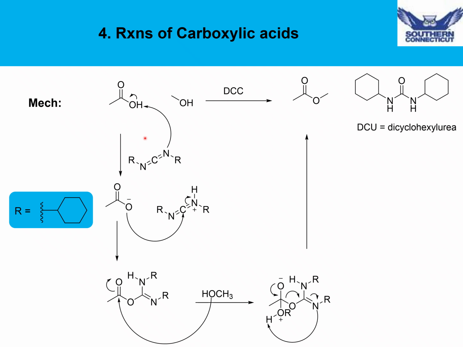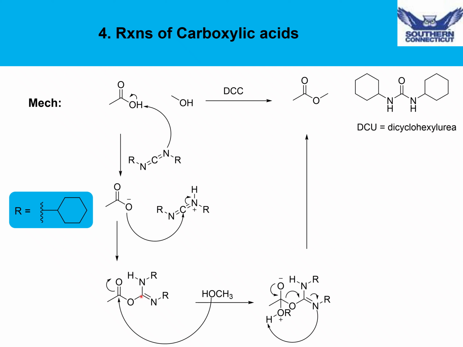The mechanism for this reaction is as follows. So the DCC has a couple of nitrogens which can act as bases. One of those nitrogens will pick up a proton from acetic acid and form the conjugate base, which is the acetate ion. That also gives you a DCC molecule that's protonated. This acetate ion is now more nucleophilic. This carbon is now more electrophilic.